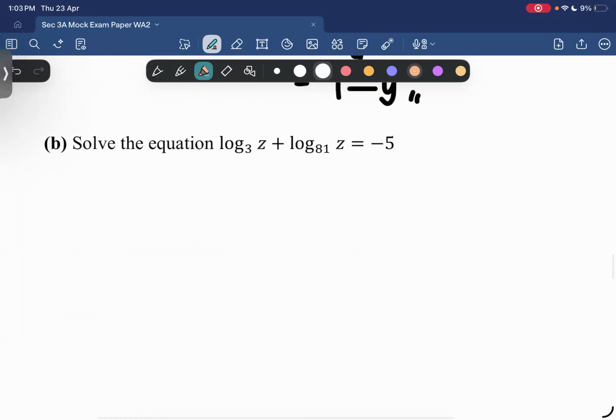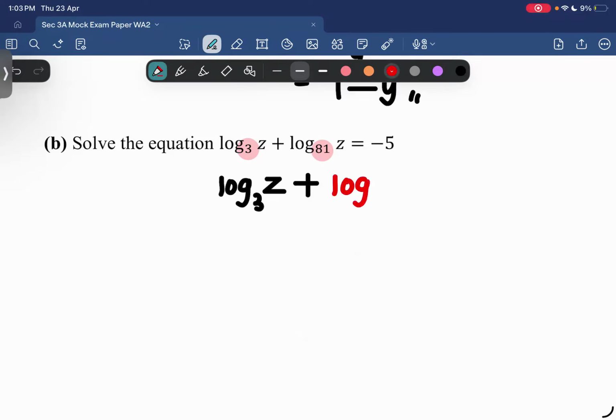Okay, this one. This one, you got your bases, 3 and 81, and then a number over there. So step one, you're going to change base first. So you change base, change to the smaller one, right? How do we change base? So in order to change base, log 3 over log 3. Okay? The one on top, right? Put here. So this is log z. This is log 81. And then equals to -5.